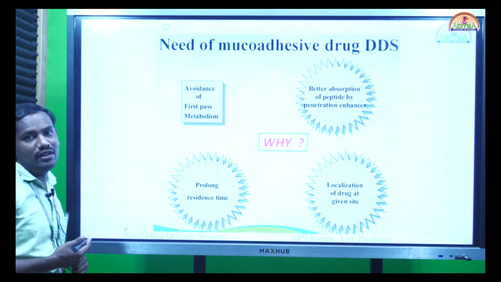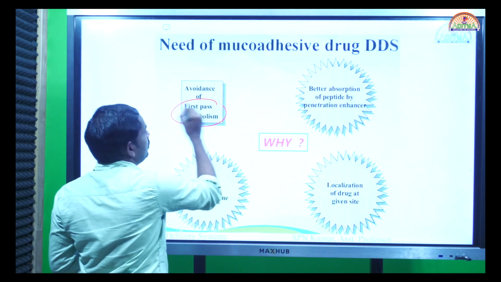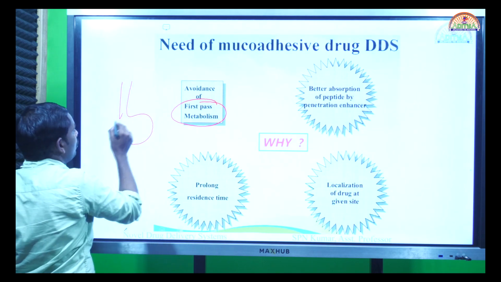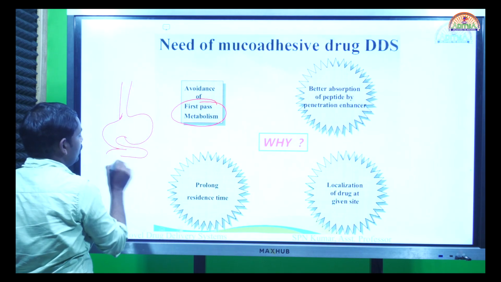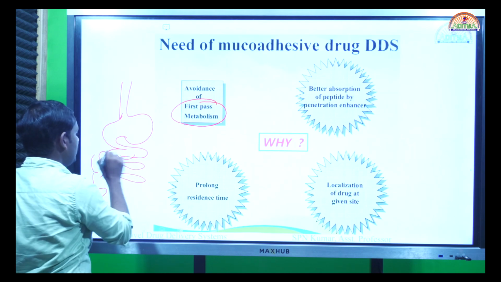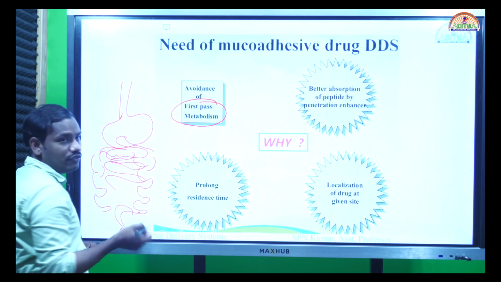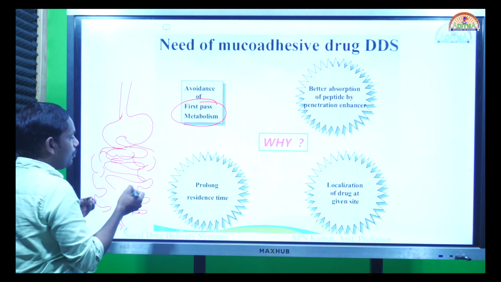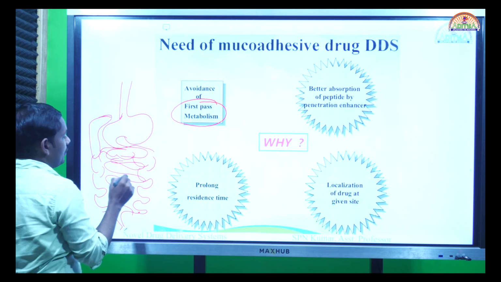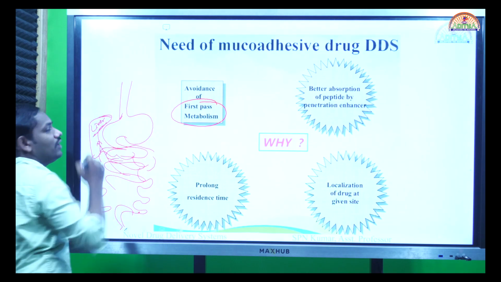So what is the need for a mucoadhesive drug delivery system? It can prevent first pass metabolism. So what is first pass metabolism? If a tablet is taken by the oral route, it will travel through the stomach, duodenum, small intestine and large intestine. From the large intestine it will be excreted out. Here our body devises its circulation in a way that all the capillaries from the small intestine reach the liver through the hepatic portal vein.